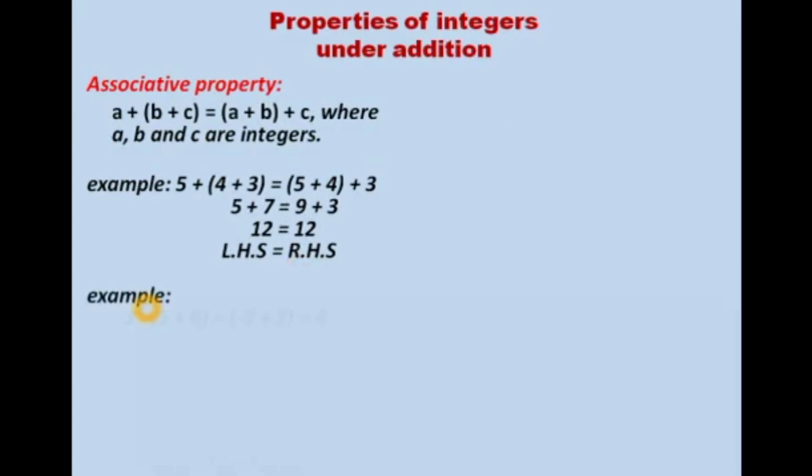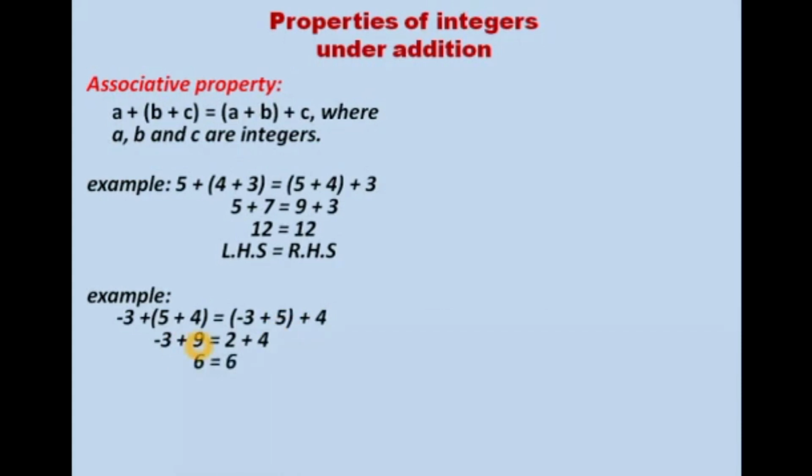Another example. Minus 3 plus within bracket 5 plus 4 is equal to within bracket minus 3 plus 5 plus 4. Here at the left side, the second and the third integers are grouped using bracket, and at the right side, the first and the second integers are grouped using bracket. 5 plus 4 is 9, which is added with minus 3. And at the right side, minus 3 and plus 5 are opposite sign, so it has to be subtracted. 5 subtracting minus 3, we get plus 2, again which is added with plus 4.